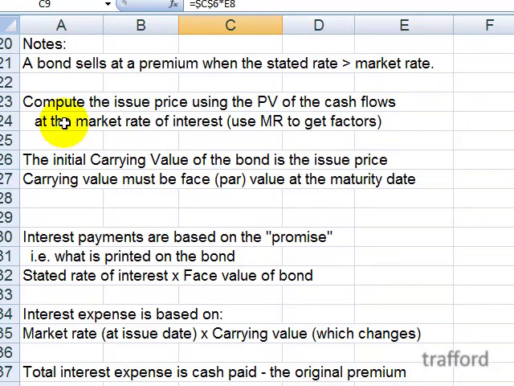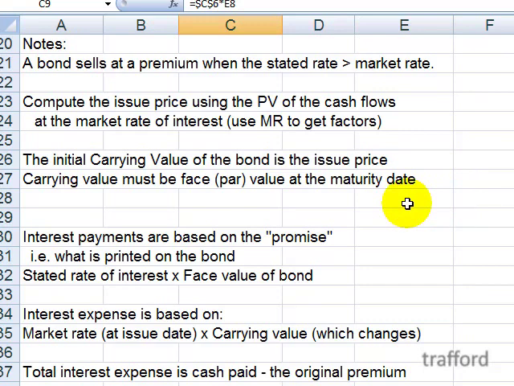In a premium situation, a bond will sell at a premium when the stated rate of interest is higher than the market rate. You compute the issue price, as always, by determining the present value of the cash flows using the market rate of interest. So it's the market rate of interest that you use when you go to your factor tables. The initial carrying value of the bond will always be equal to the issue price of the bond. At maturity date, the carrying value will be equal to the face value of the bond.